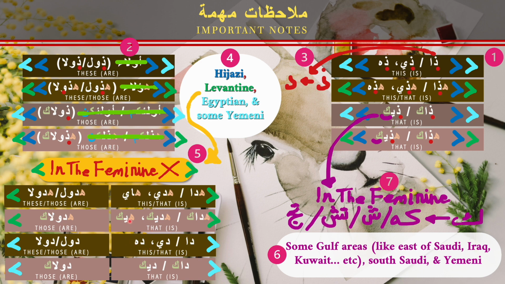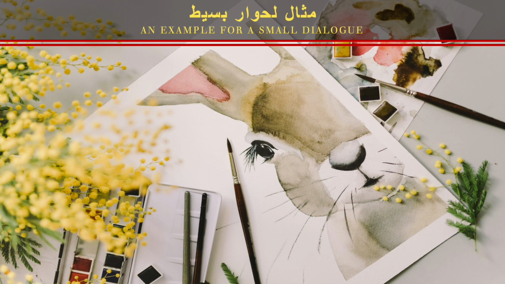Yeah, that's all the information I wanted to mention, and now I'm going to the last part of this lesson, which is an example for a quick dialect. I will go through this example two times. The first time in modern standard Arabic, the second time in my own dialect, which is the standard Saudi Arabian dialect.